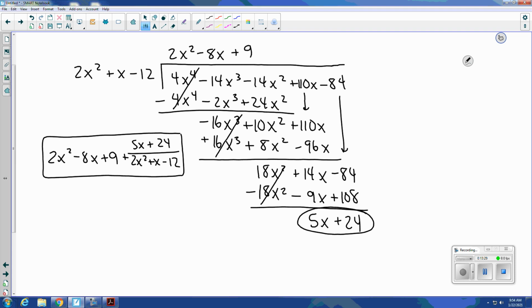So the process is the same. We're not going to get just a single number for remainder in this case, but no worries. We handle it the same way. So there is the solution to that problem. And that will conclude the video on long division with polynomials.